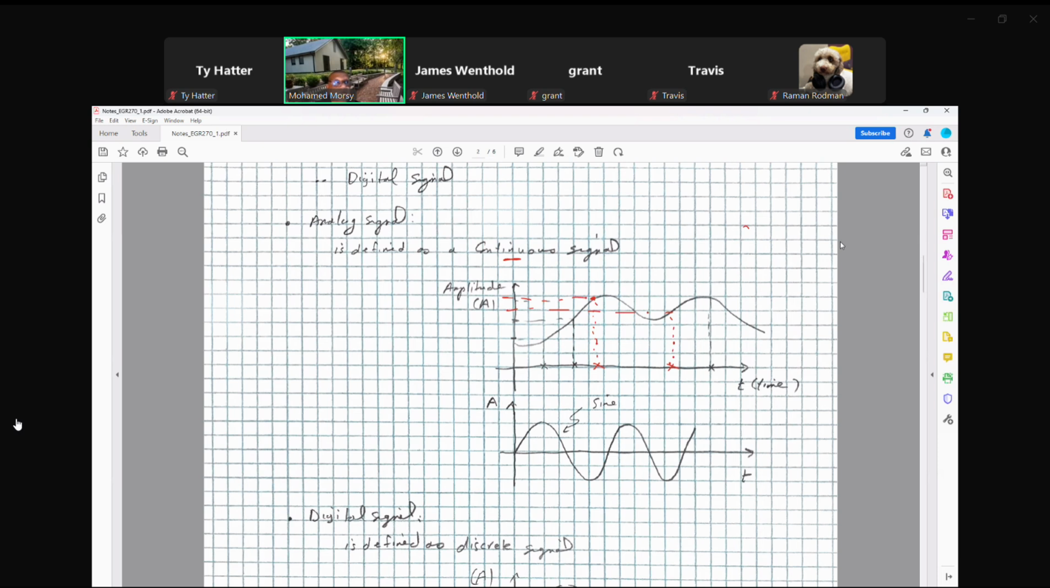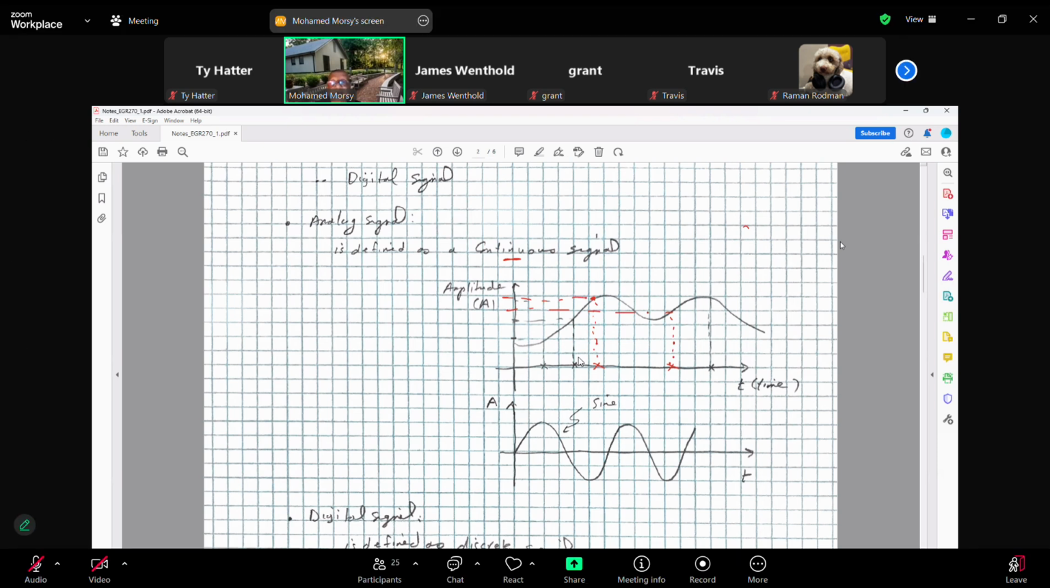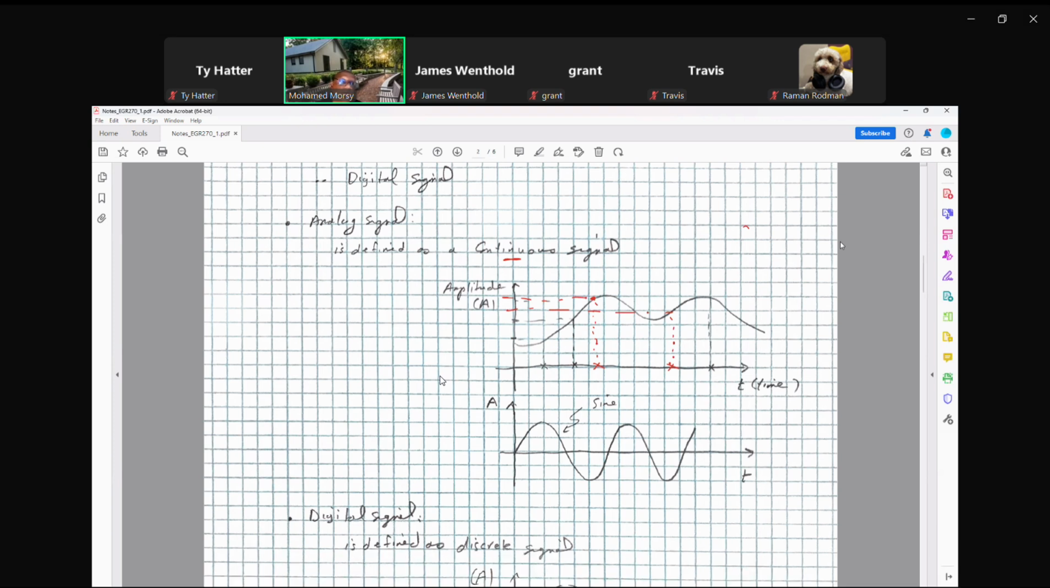Of course, most of you have studied oscillators. So the oscillator, what is the output of the oscillator? It is a sine wave. So the sine wave is a good example of a continuous signal, an analog signal.